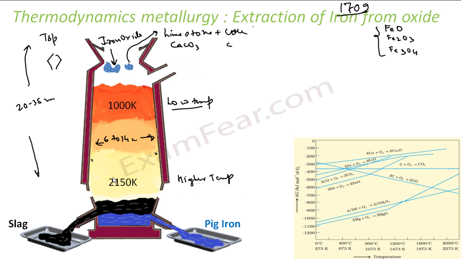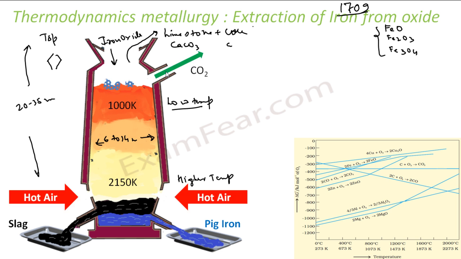Let's see what happens here. Iron oxides and calcium carbonate, that is limestone, and coke are fed from the top. It goes down and somewhere it gets dissolved in this area. From the left and right, hot air is pumped in, and what you get as output is carbon dioxide gas. Carbon dioxide gas is actually waste, so that goes to the atmosphere. This is the typical working of a blast furnace.